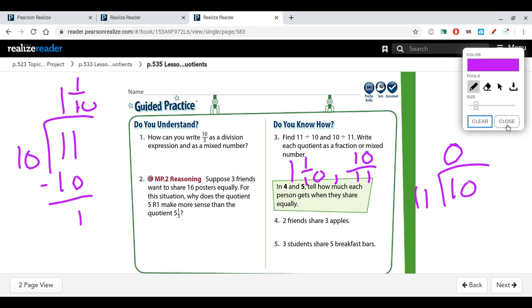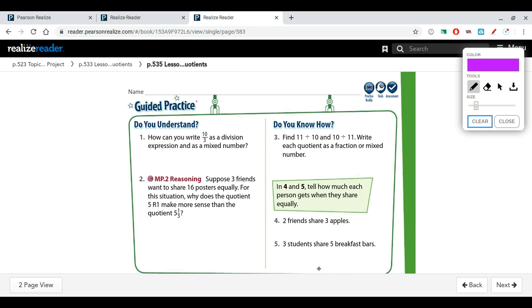And so if we take a look at this one, 2 friends share 3 apples. So this would be 3 divided by 2. Or if I write it as a fraction, it's going to be 3/2 is what each person is going to get. And 3/2 is going to be equal to 2 goes into 3 one time with 1 left over. So I end up with 1 1/2.